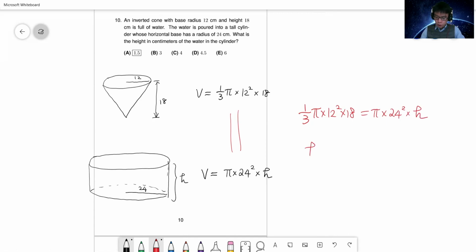We need to solve for h. h equals 12 squared times 18 times 1/3, divided by 24 squared. We can simplify this to get 1.5. So the height equals 1.5.